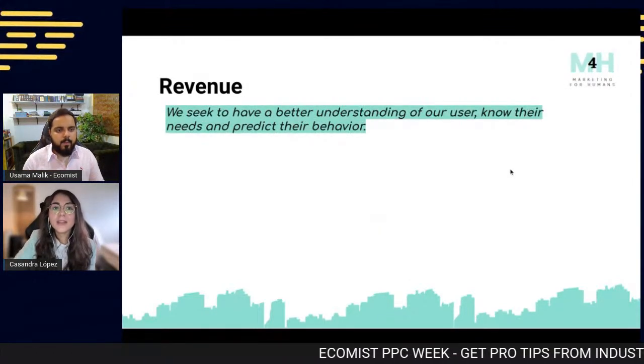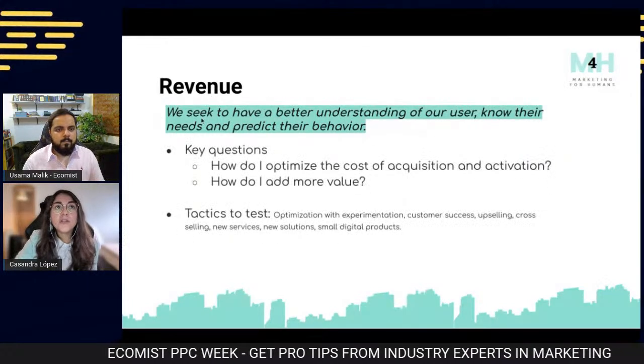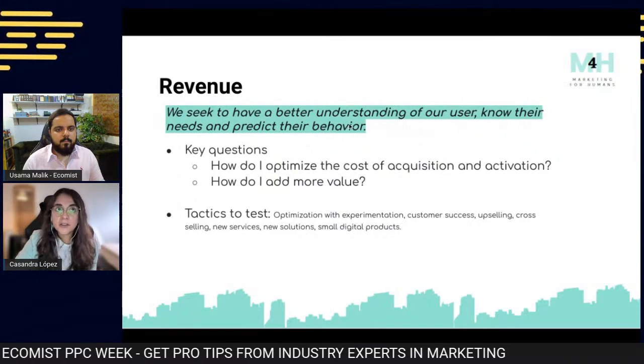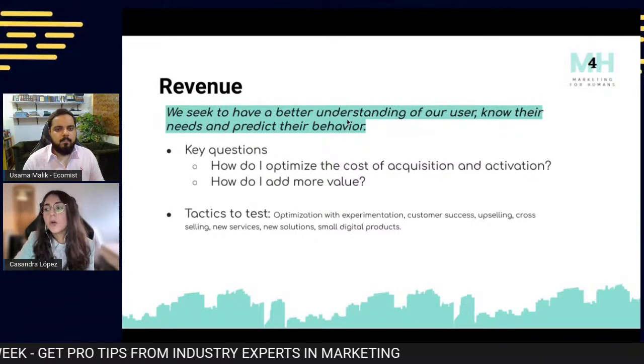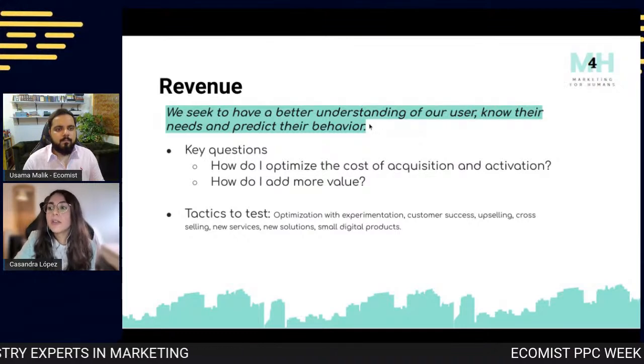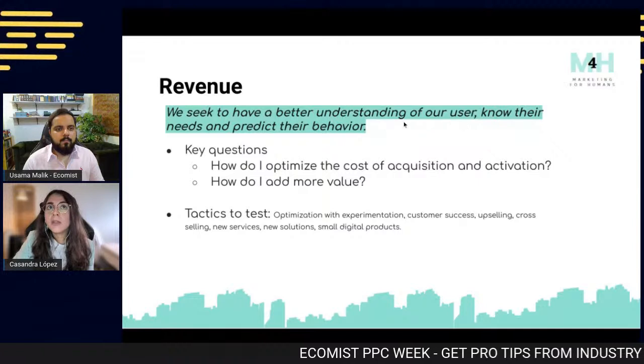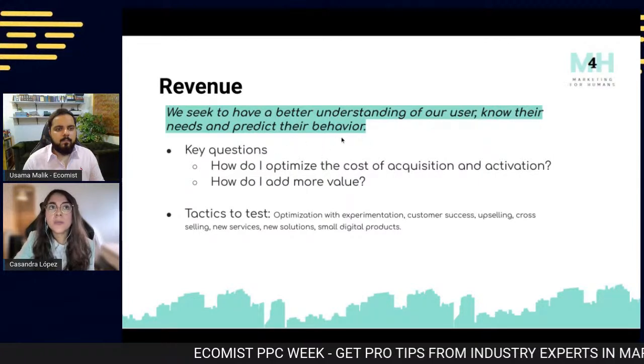So in the revenue stage, we already have a better understanding of our user. We already know where we can find them. We already know the best channels. We already know why they are with us. We have learned about them, so we can start predicting their behavior.